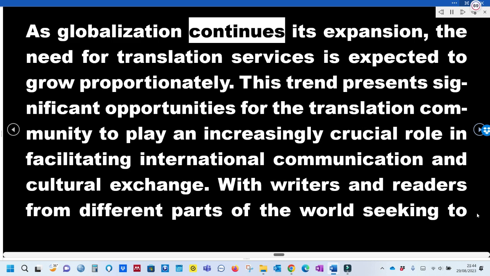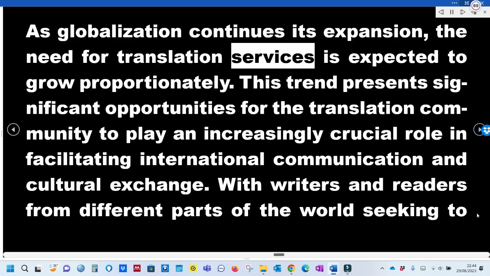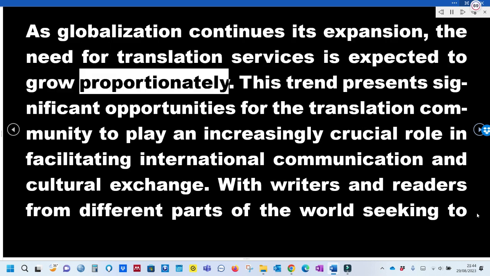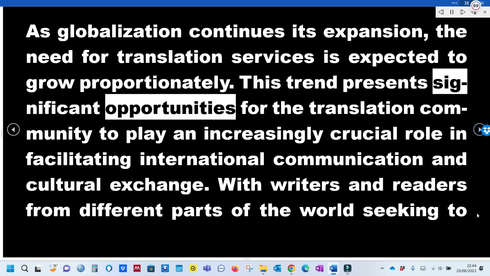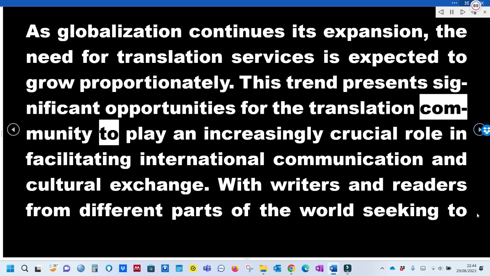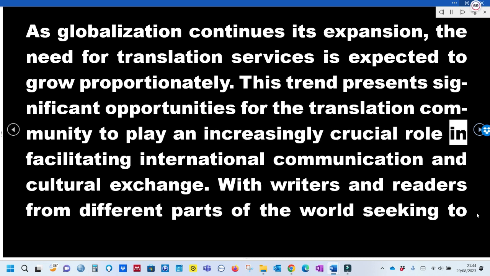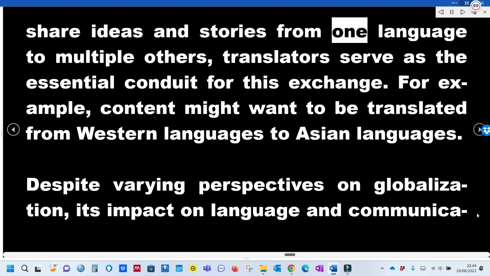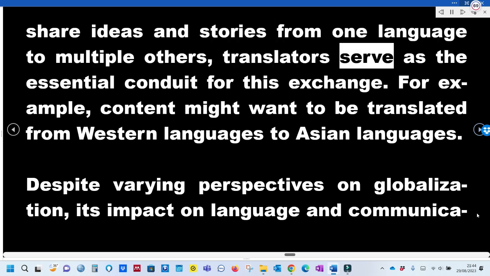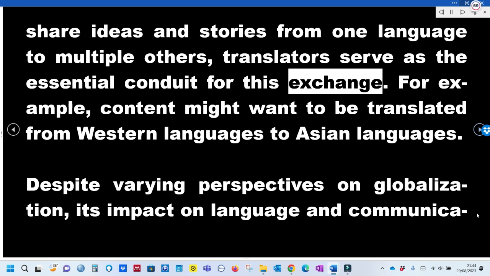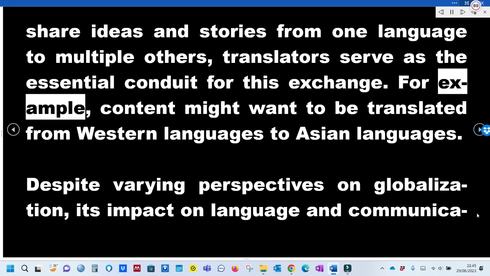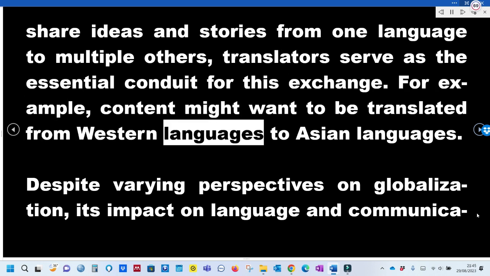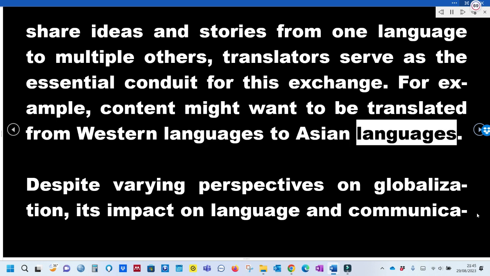As globalization continues its expansion, the need for translation services is expected to grow proportionately. This trend presents significant opportunities for the translation community to play an increasingly crucial role in facilitating international communication and cultural exchange. With writers and readers from different parts of the world seeking to share ideas and stories from one language to multiple others, translators serve as the essential conduit for this exchange. For example, content might want to be translated from Western languages to Asian languages.